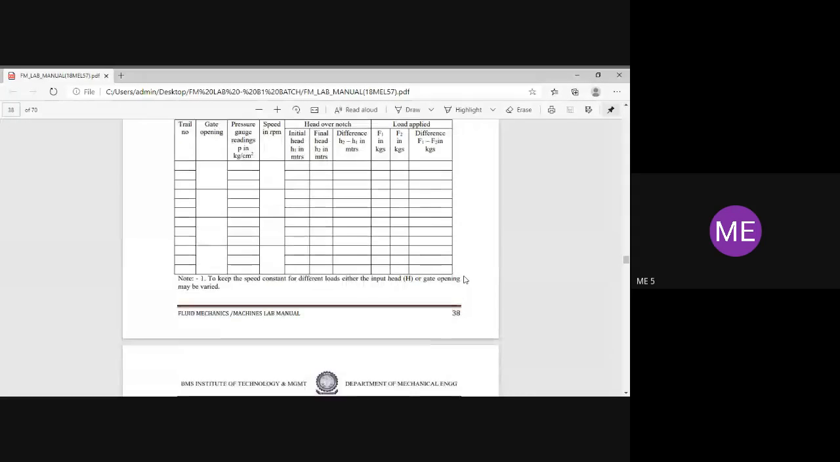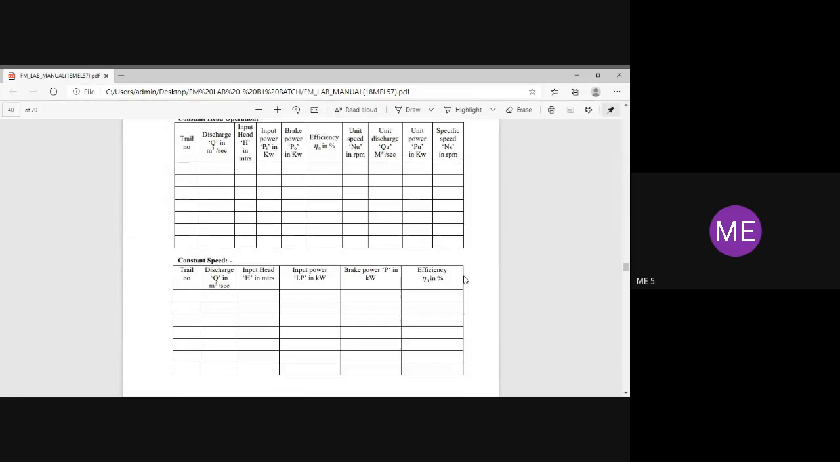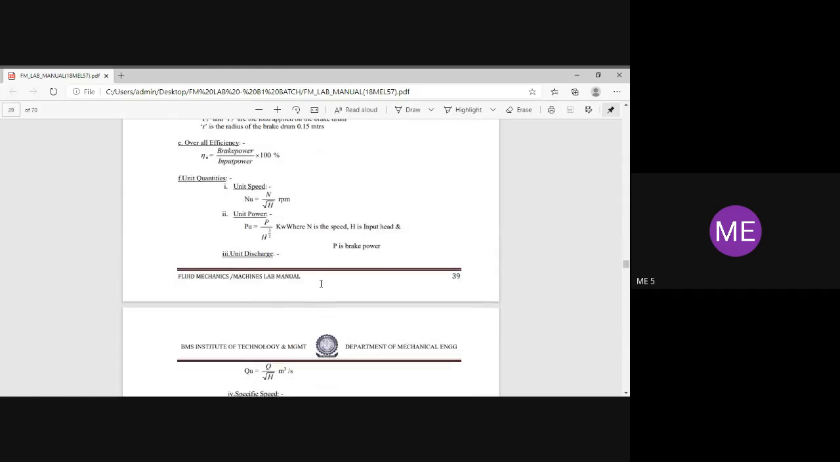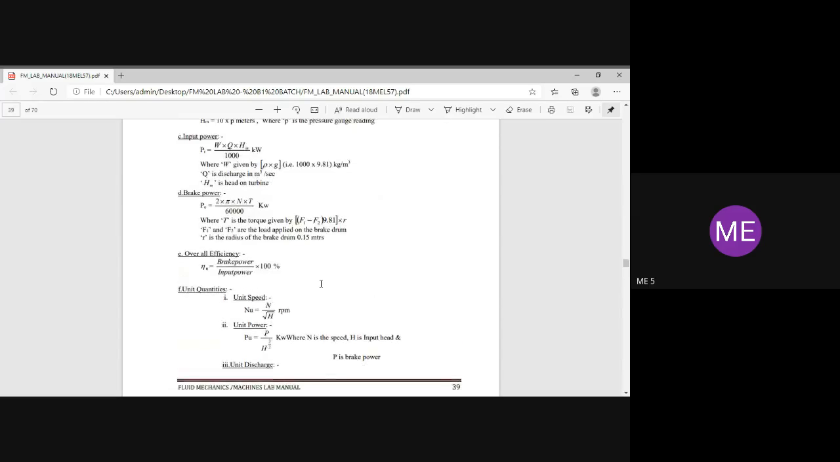Okay, next, you note down this constant speed operation. The tabular column is the same, no change. Only in the calculation part you have a little bit of difference. In constant speed, there is no need to calculate all the unit quantities. Only calculate the head, input power, brake power, and efficiency. Only in case of constant head are you going to calculate all the unit quantities and specific speed.